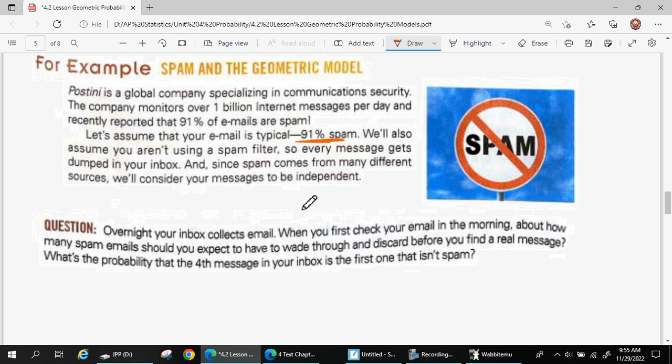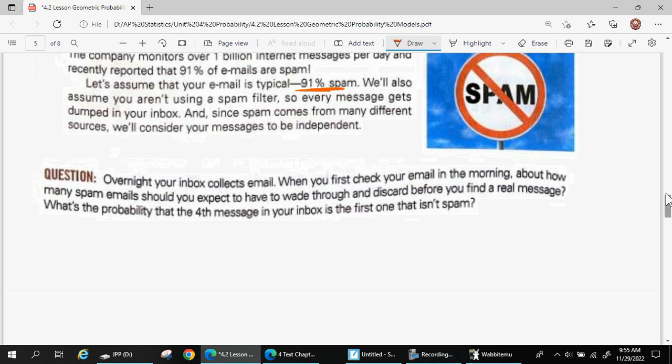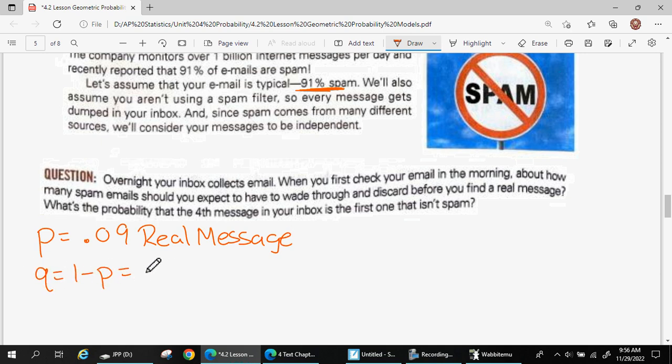So we have an established fixed probability. And then looking at one email is not going to change the probability that the next email is spam or not spam. And so we have independent events happening. So I'm going to define success as a real message. And in this case, then that means failure, Q, which is 1 minus P, is 1 minus 0.09, but we already know what that is. That's 0.91. And when we talk about probability, we're talking about a decimal between 0 and 1.